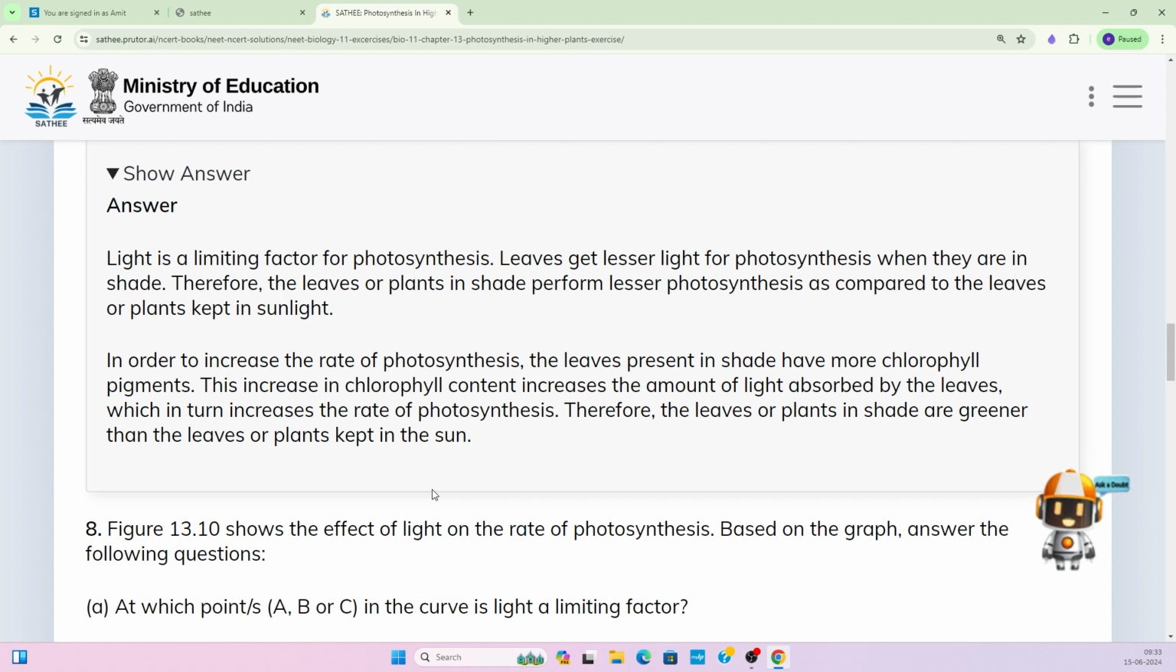So in order to increase the rate of photosynthesis, the leaves present in the shade have more chlorophyll pigments, right? They develop more chlorophyll pigments, and this increases the chlorophyll content, increases the amount of light absorbed, which in turn increases the rate of photosynthesis. Therefore, the leaves or plants in the shade are greener than the leaves or plants in the sun. Okay.